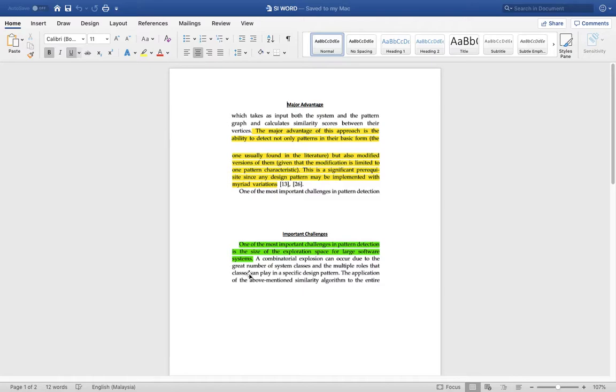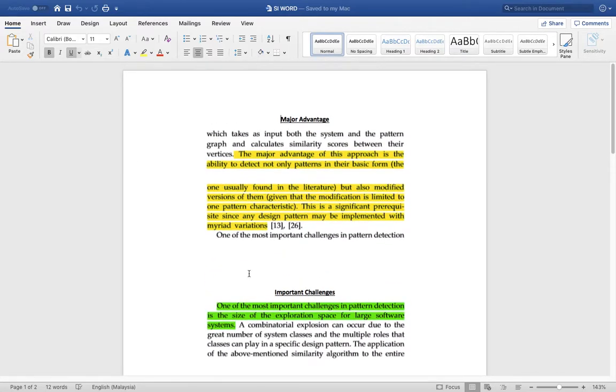Okay, the article has stated some major advantages. What we can see here, the article highlights that the major advantage is the approach's ability to detect not only the patterns in their basic form, the one usually found in the literature, but also modified versions of them, given that the modification is limited to one pattern characteristic. This is a significant prerequisite since any design pattern may be implemented with myriad variations.